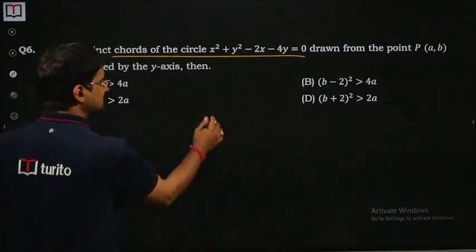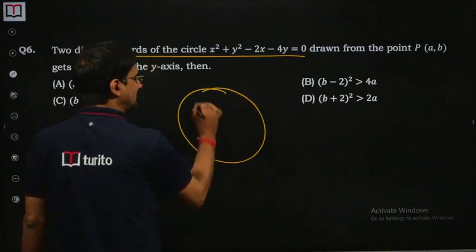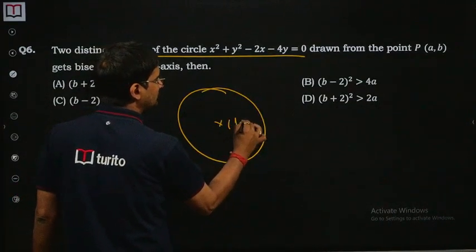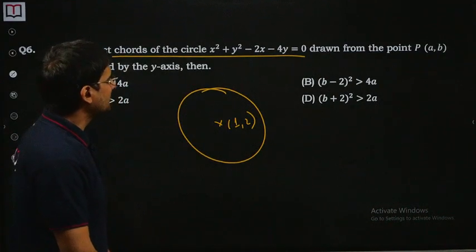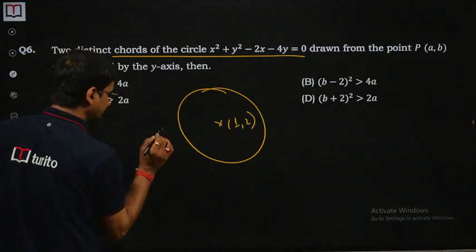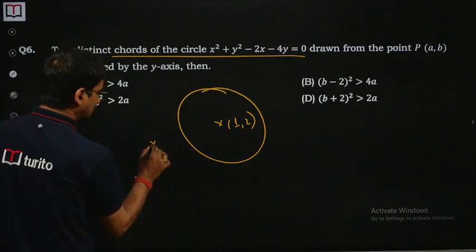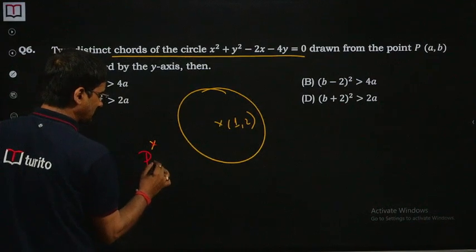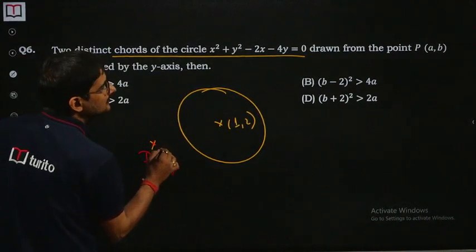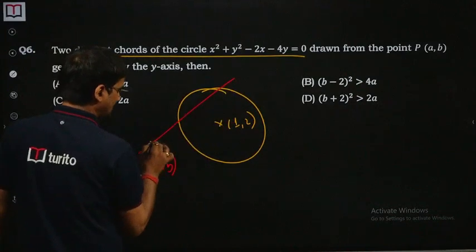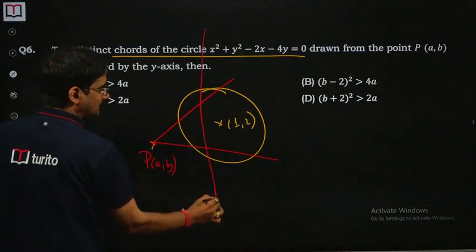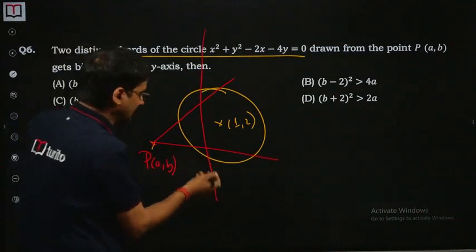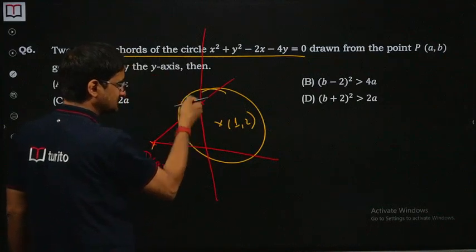So, two distinct chords of this circle, the center of the circle is (1, 2) and the radius is root 5, drawn from the point (a, b). So let's say this is the point (a, b), and that's P. And which are bisected by the y-axis. I mean, it doesn't seem like this is bisecting it. Actually, I just focused on this one.